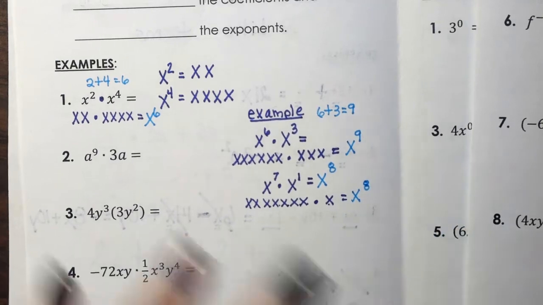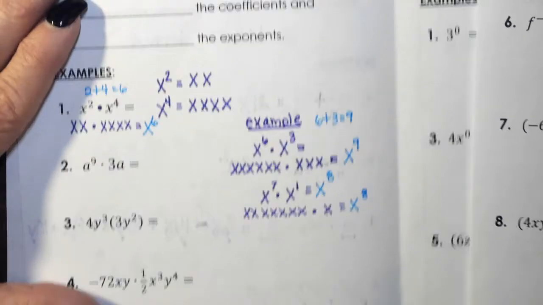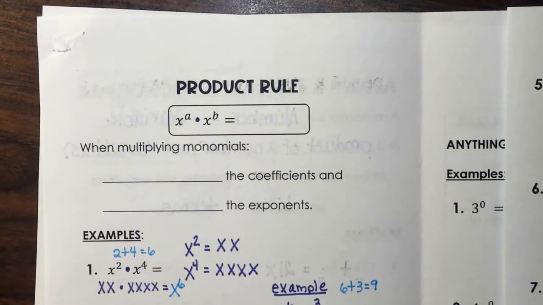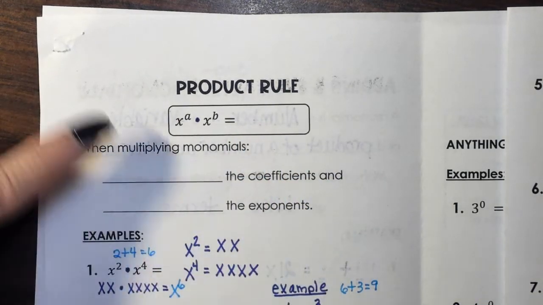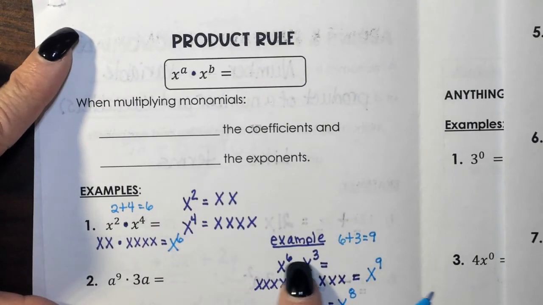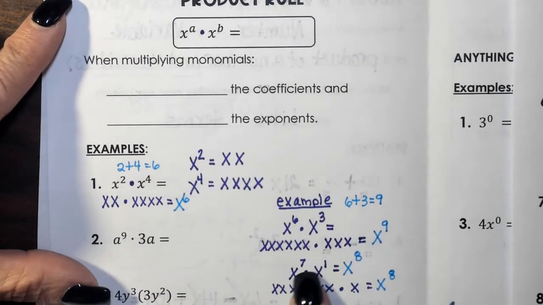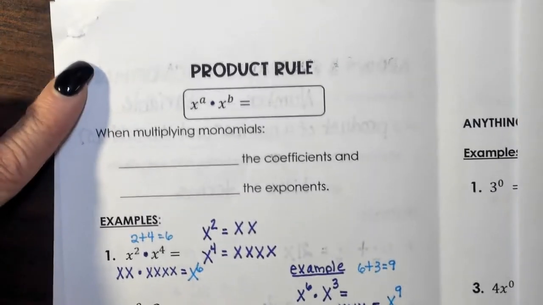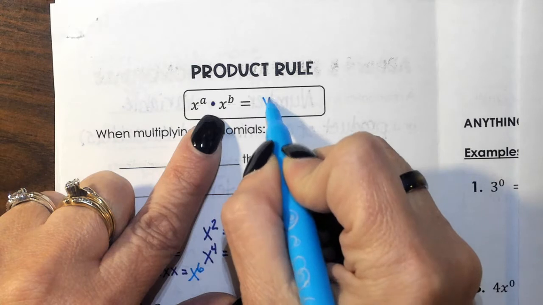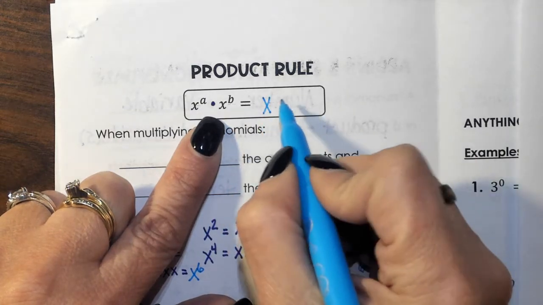Okay, so now you've come up with the rule without me telling you. If you have x to the a times x to the b, okay, this is algebra now. What did we do to the 2 and the 4? We added them. What do we do to 6 and 3? We added them. What do we do to 7 and 1? We added them. How do I write a and b and show that I'm adding them algebraically?